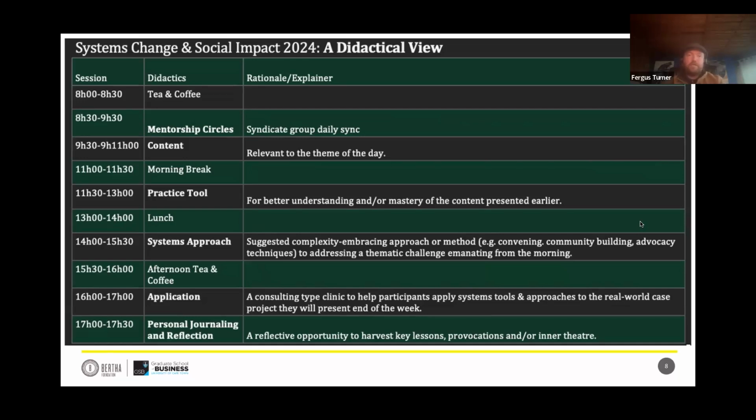And then we close every day with personal journaling and reflection using similar systems and presence and journaling techniques as the mentorship circles, but this time it's personal. So it's each delegate taking time to just distill the lessons of the day. And the idea is, of course, that that would then feed into the mentorship circle the next day. Next slide, please.